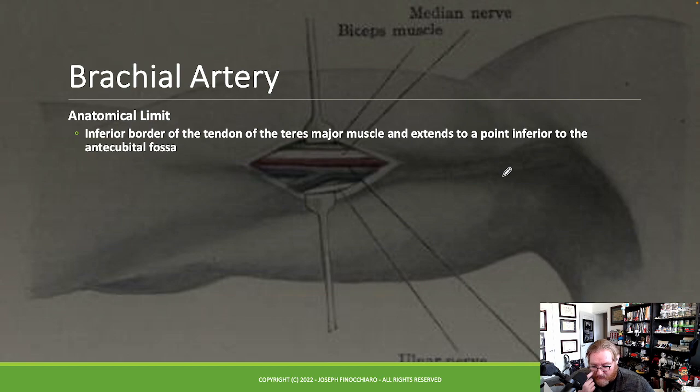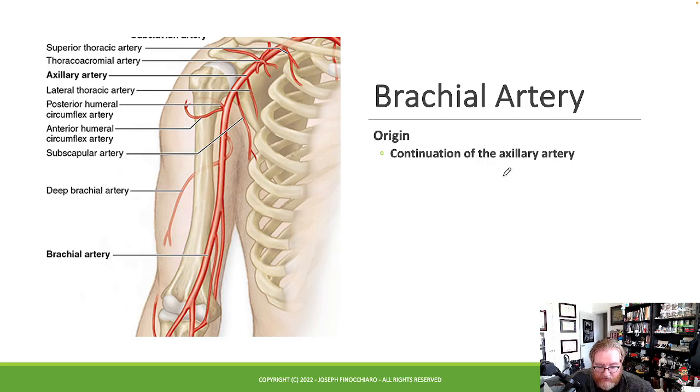The limit, the inferior border of the tendon of the teres major muscle, which is where the last one ended, and extends to a point inferior to the antecubital fossa. A point inferior to the antecubital fossa. This is inferior to the antecubital fossa. And obviously it is a continuation of the axillary artery. Almost every mortuary school has that assignment: trace a drop of blood from here to there and back to the heart, so that you understand the relationship of the different arteries, so that you know where the blood is going.